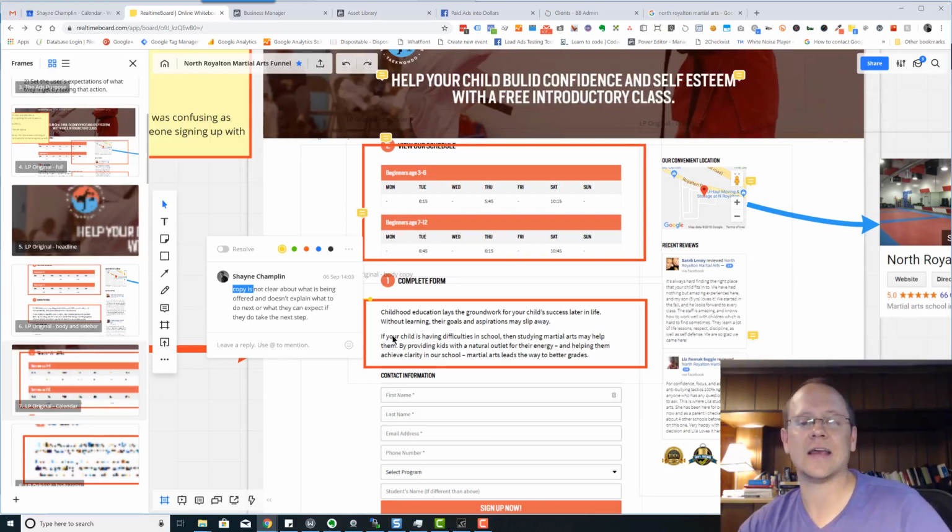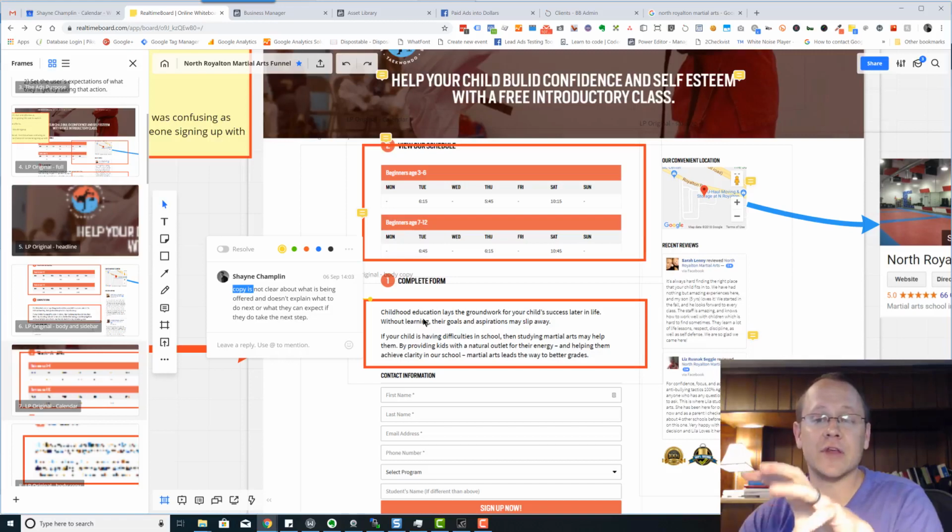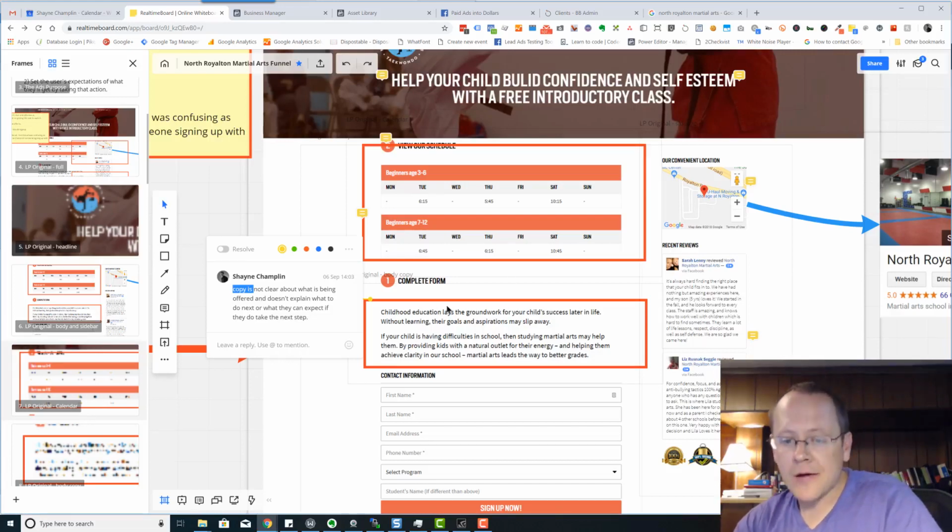You've got to be able to tie in whatever it is that you're offering into the story that you're trying to tell. And this does not do that at all. This doesn't even talk about the offer. This paragraph would be much better utilized to talk about what you actually get when you sign up and what they can expect after they sign up so that you can remove some of that fear of the unknown and risk, okay?